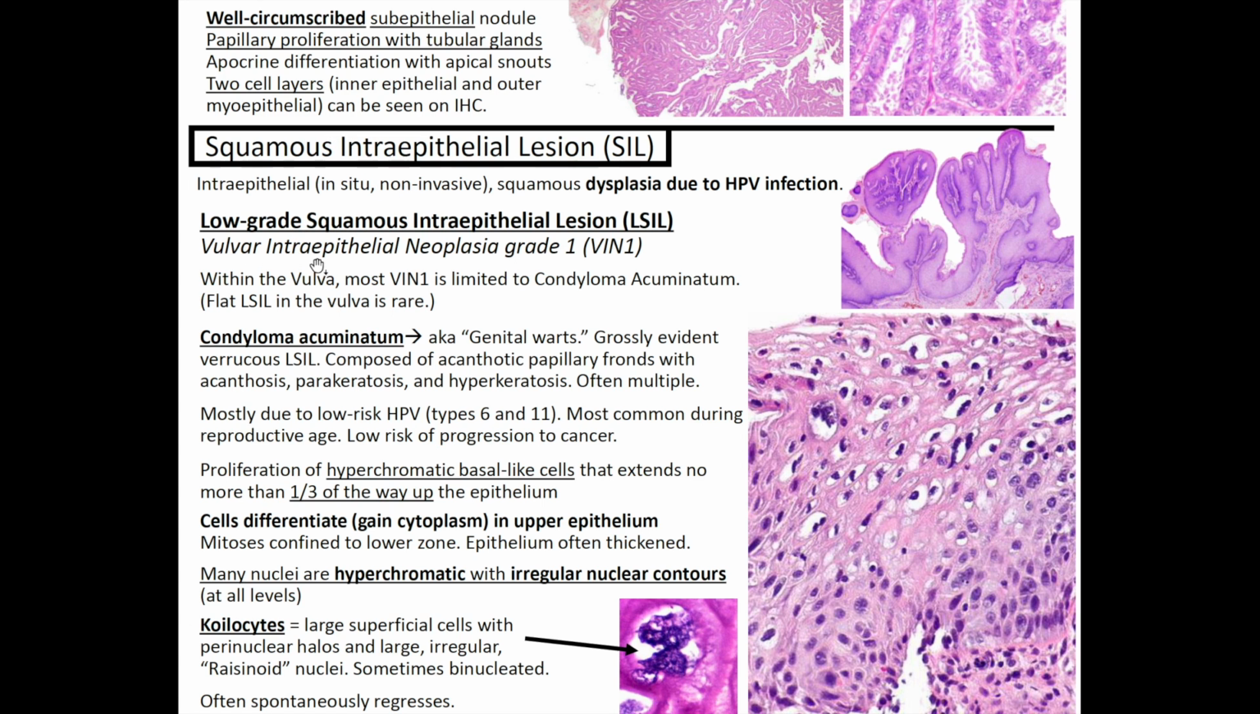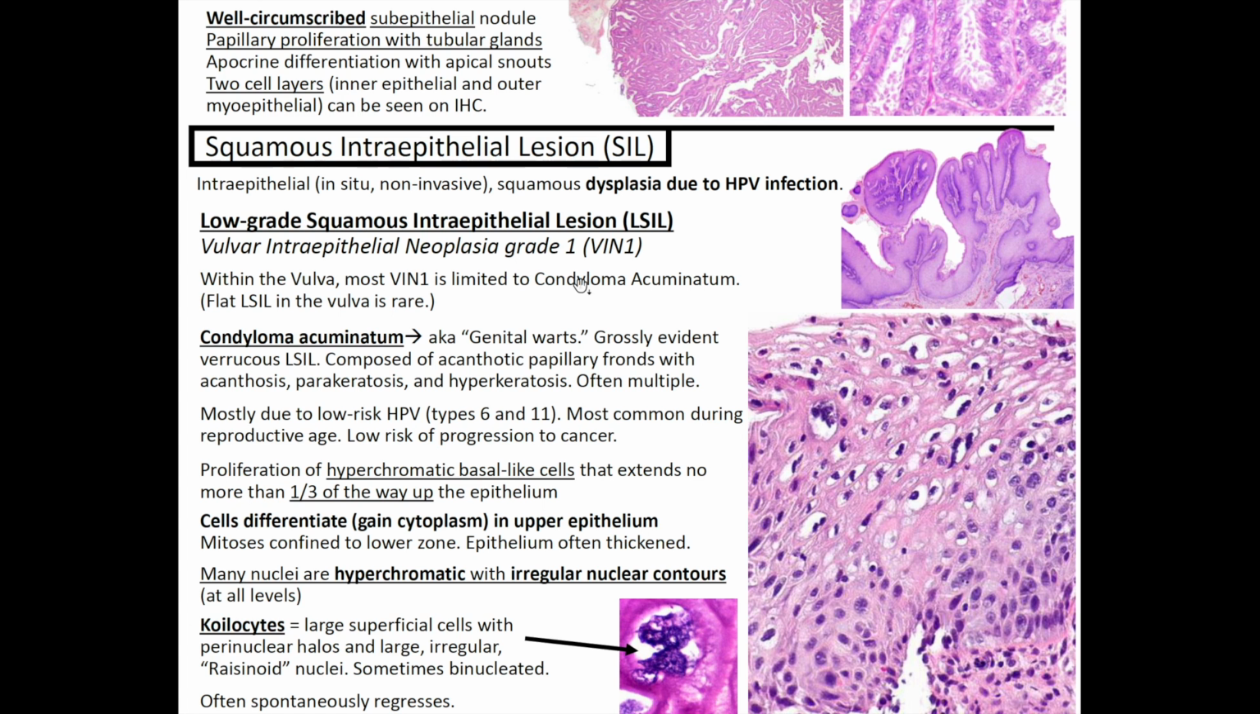So for condyloma acuminatum, also known as genital warts, it's a grossly evident verrucous lesion, composed of acanthotic papillary fronds with acanthosis, parakeratosis, and hyperkeratosis. There are often multiple, and condyloma acuminatum is mostly due to low-risk HPV, types 6 and 11. It's most common during reproductive age, and there's low risk of progression to cancer.